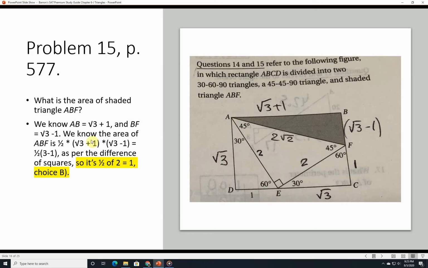So we know that the area is going to be 1/2 times root 3 plus 1 times root 3 minus 1. So by the difference of squares, that works out to root 3 squared, which is 3, minus 1 squared, which is still 1. So it's just going to be minus 1. So that's half of 3 minus 1. We know 3 minus 1 is 2, so it's half of 2, which equals 1, which is choice B.